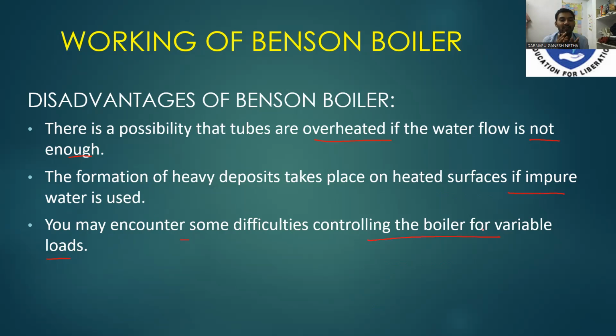The disadvantage of the Benson boiler is that if there is not enough water flow in the water tubes, the tubes may become overheated. That is the reason the tubes may get damaged. The formation of heavy deposits takes place on the heated surface if impure water is used. There are also difficulties in controlling the boiler for variable loads.